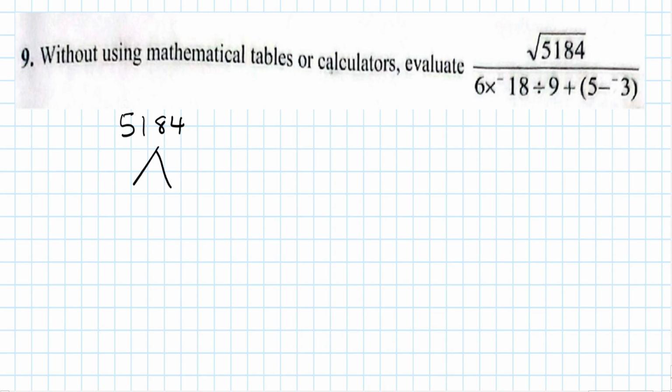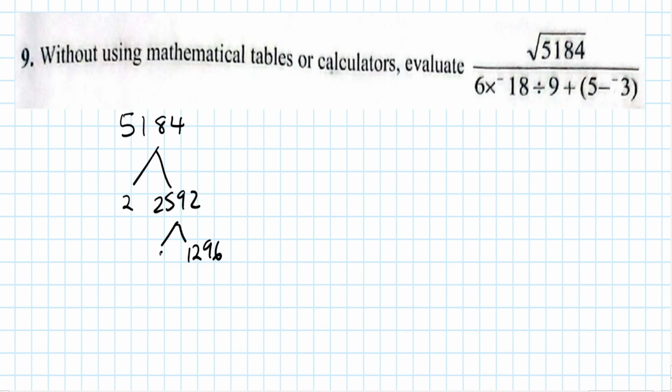So 5,184, if I divide it by, let me just divide it by 2. So 2, you get 2,592. Then divide by 2 again. You're going to get 1,296.